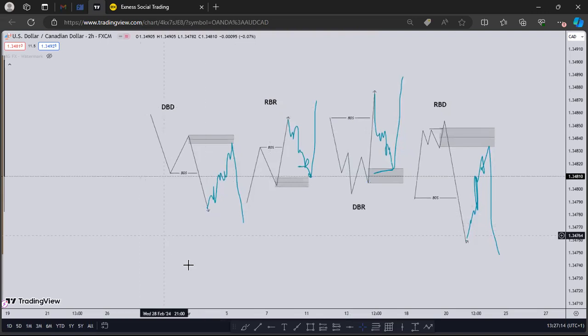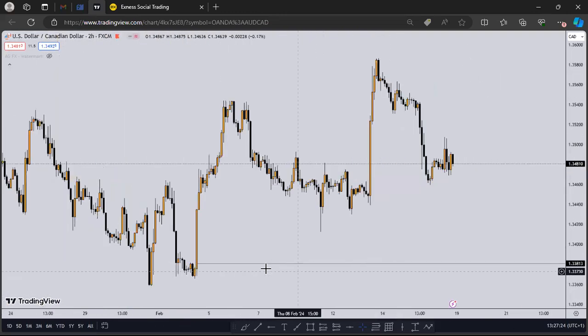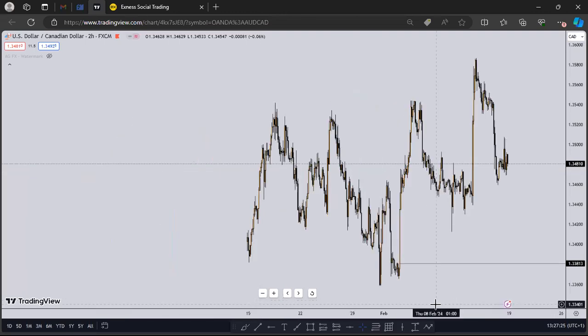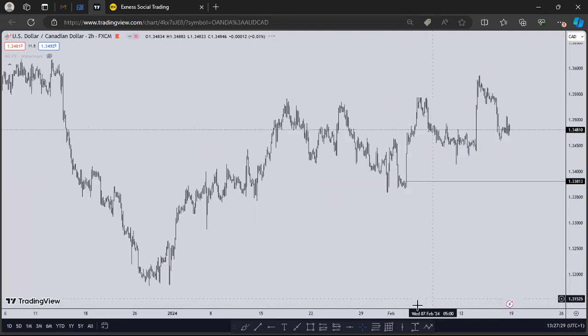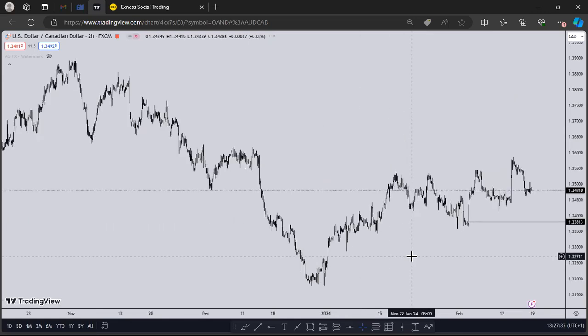So I'm literally going to go to the chart now. Put it on USD CAD. Let me see if I can give you guys an example on the chart.